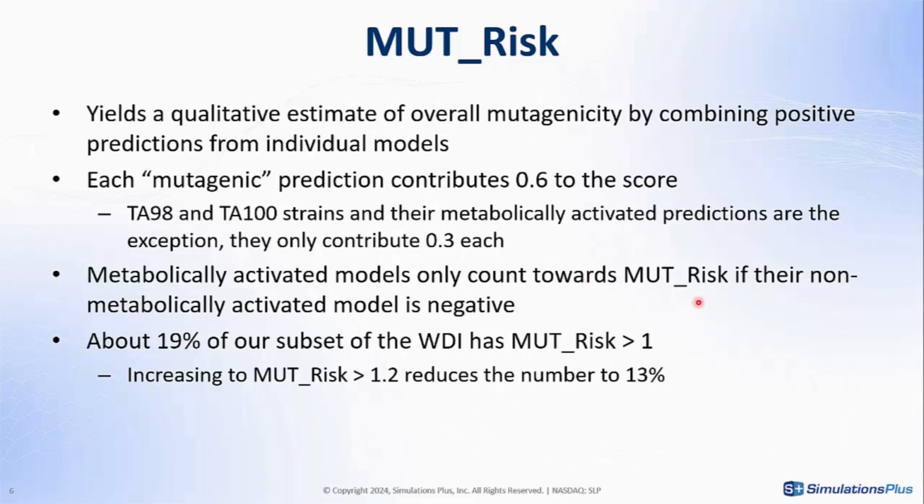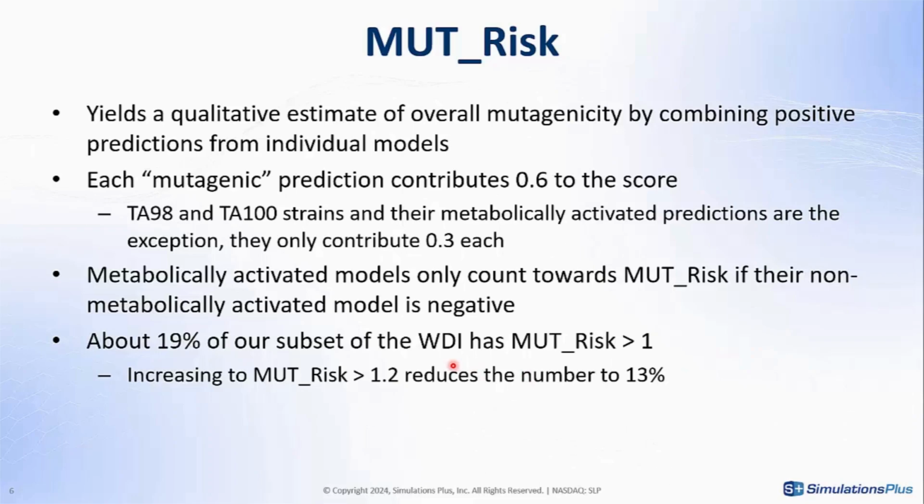So what we would do is take all the scores or outputs from the various models, give 0.6 if it's a positive, except for these two. And then, again, only the metabolically activated ones would be a positive. So you wouldn't double count those.